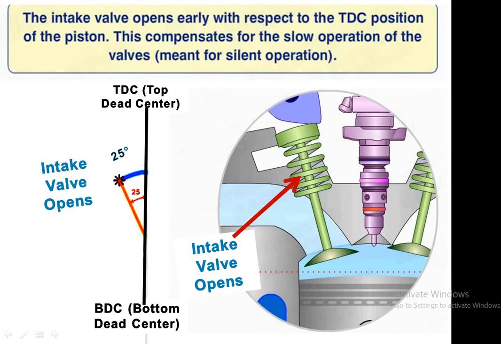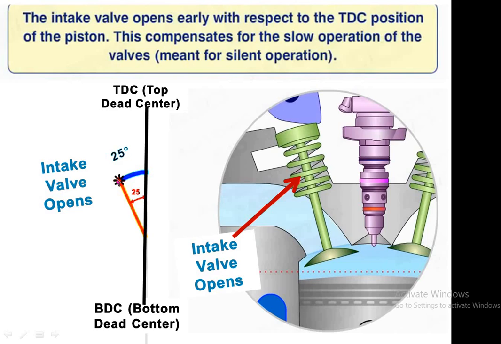So the inlet valve opens early with respect to the top dead center position of the piston. This compensates for the slow opening of the valve, and is meant for silent operation. It means the opening of a valve is a physical phenomenon, so it requires certain time. So for full, perfect opening of the valve, the opening of the inlet valve starts in the previous exhaust stroke just before 25 degrees of the top dead center.